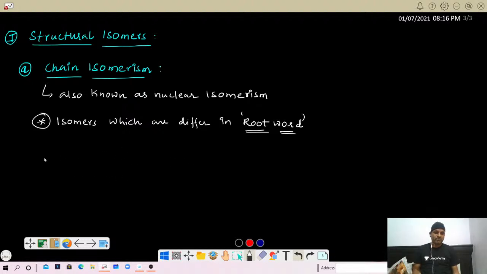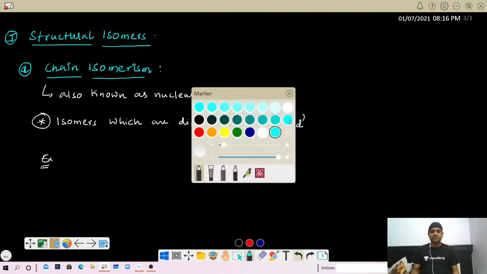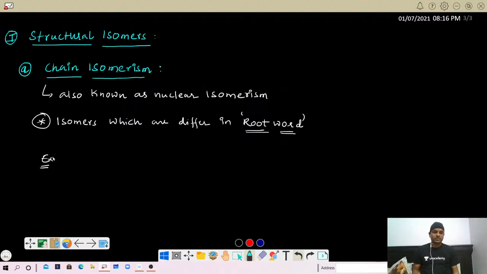Let me give an example. Here, let me write a 3 carbon system. 3 carbons are there. How many chains can we write here? 1, 2, 3. So only one type of chain is possible.